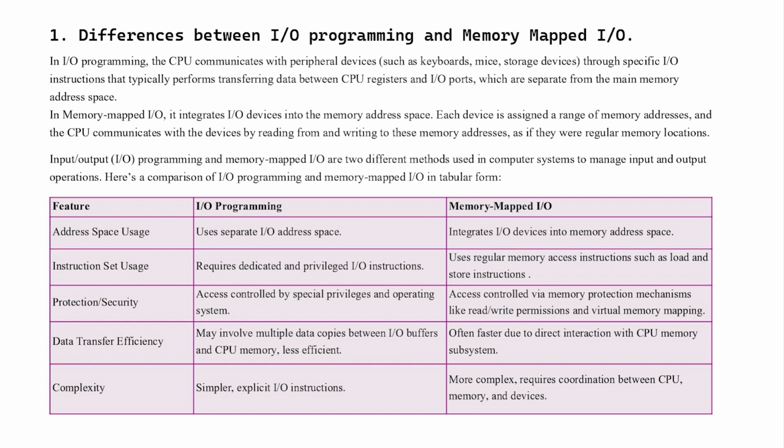Input-output, I/O, programming and memory mapped I/O are two different methods used in computer systems to manage input and output operations. Here's a comparison of I/O programming and memory mapped I/O in tabular form.